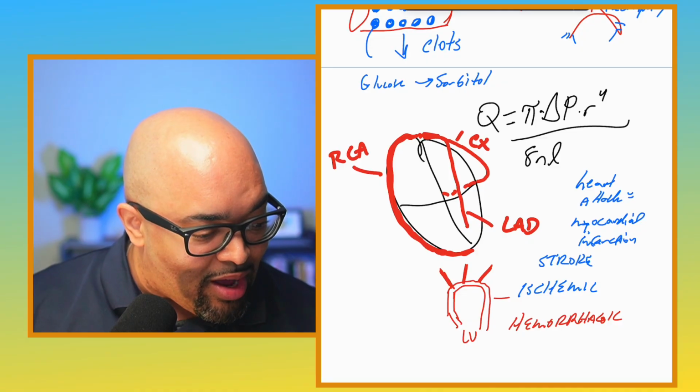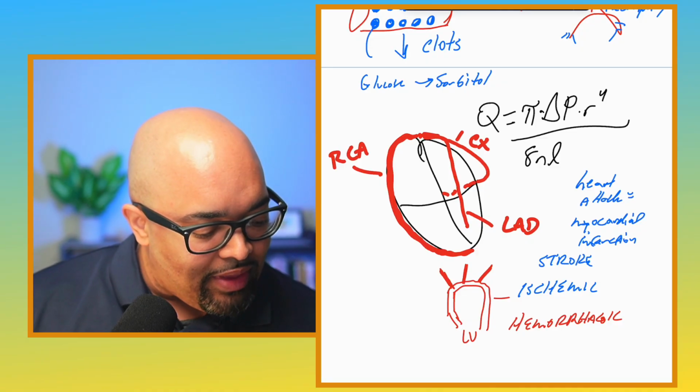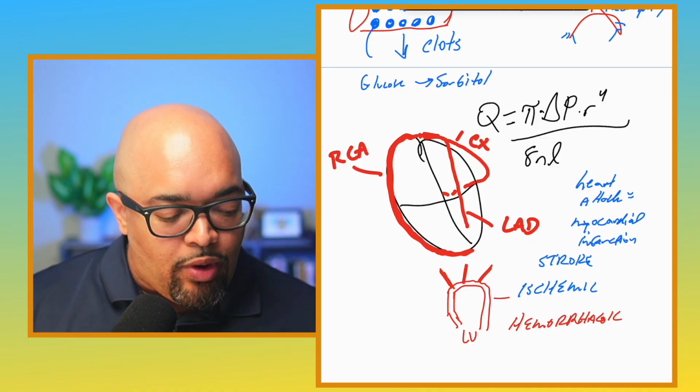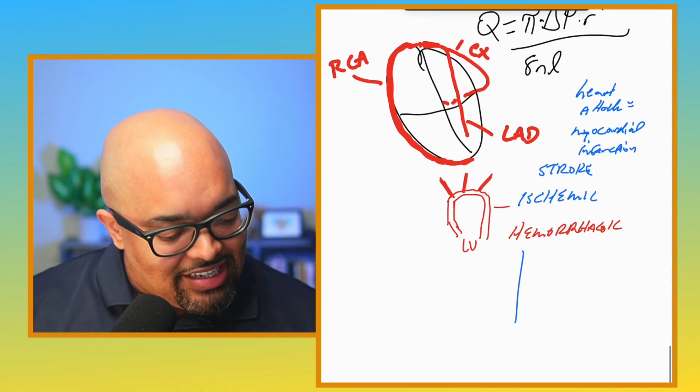By the way, since we're talking about it, let's talk about strokes really quickly. How do we recognize strokes? One of the things we want to do is what's called a FAST exam, okay?